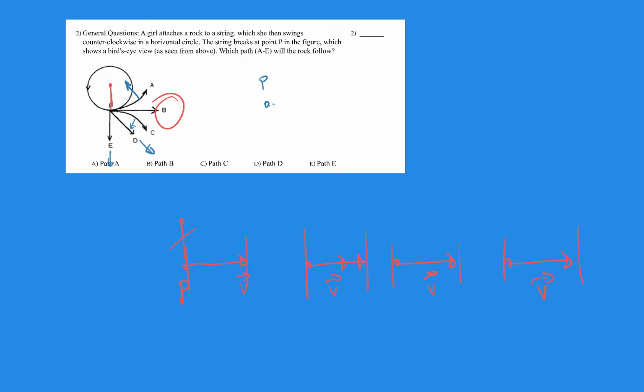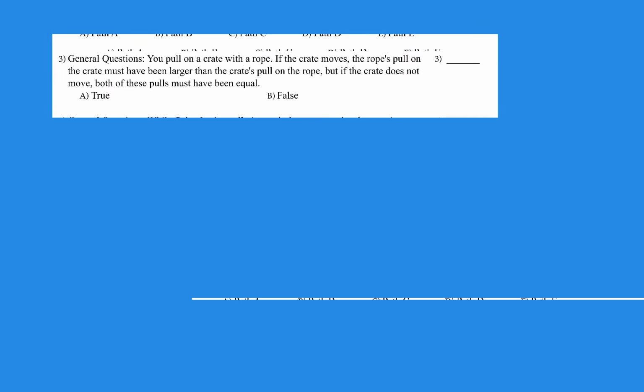So when it arrived at the point P, the object was moving with velocity V, with this vector velocity. After the string breaks, there is no force, so the object will continue to move with the same velocity v. So this is the image. The v will never change, and so the only possibility is the b. The b is the correct one. Let's go to the next one.